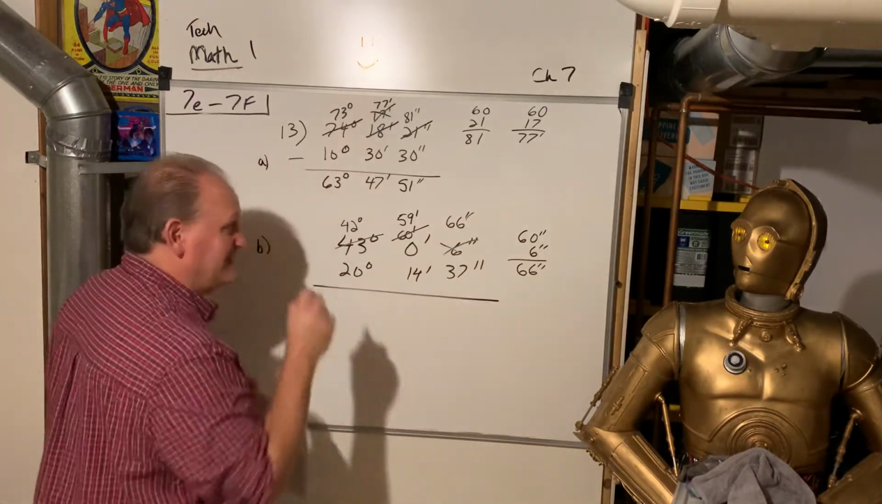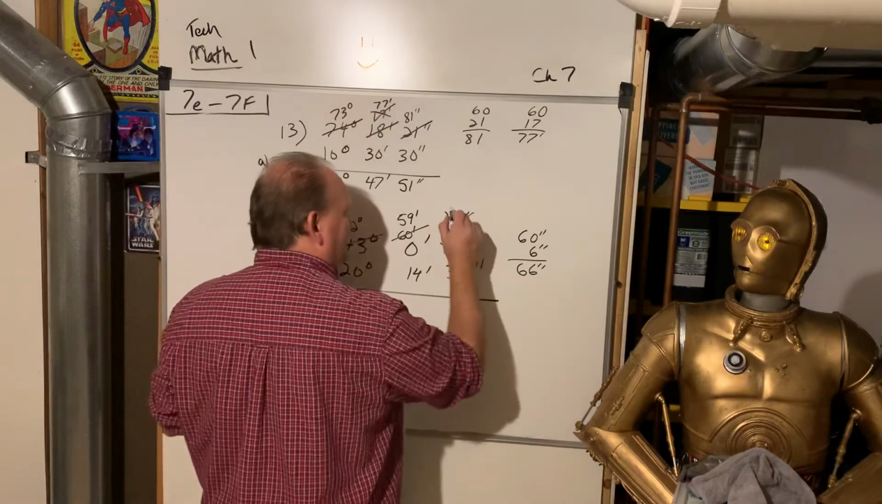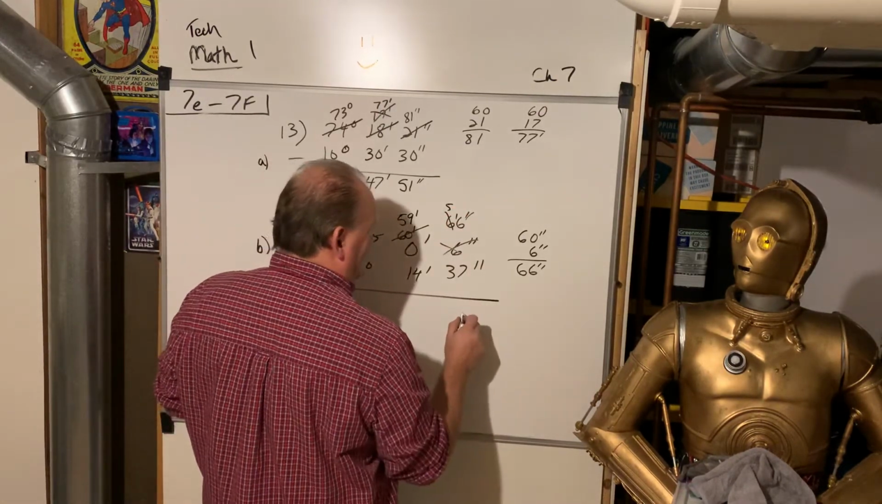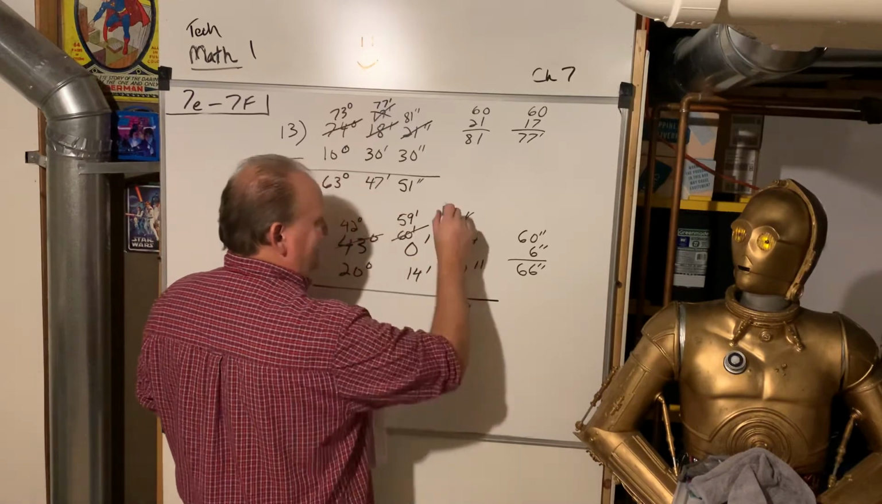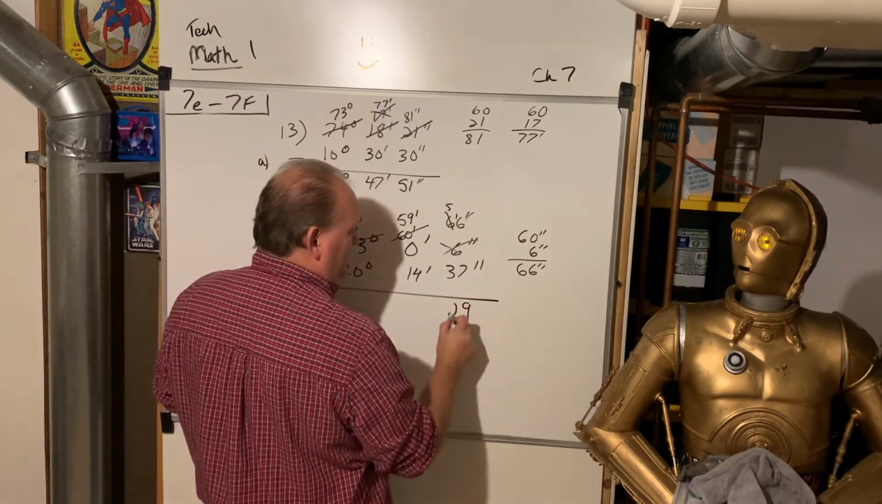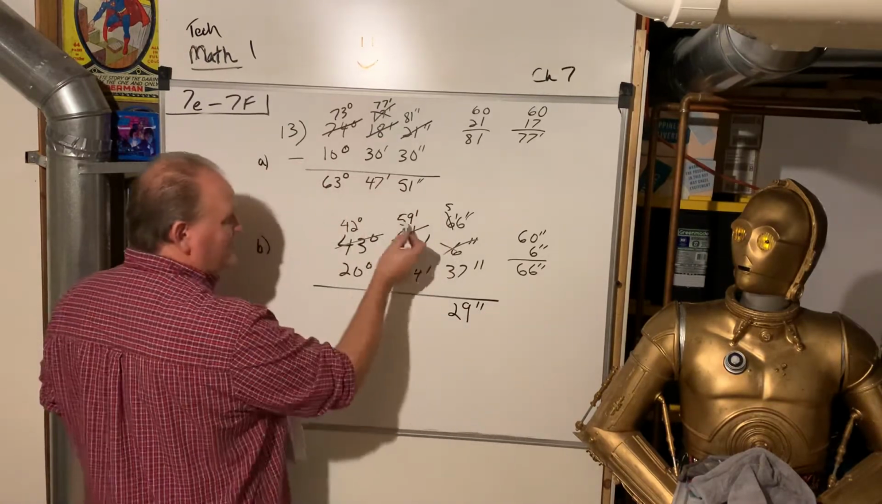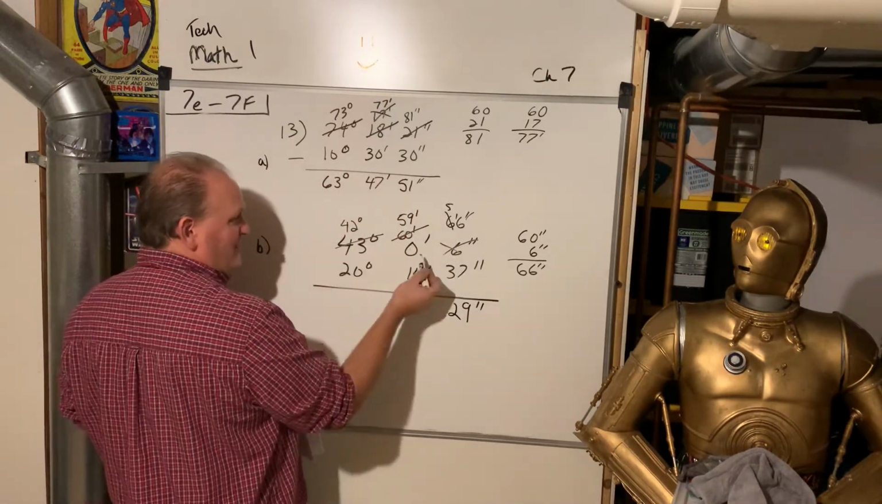And now we subtract 37. Geez, they really made this one tough. So 5, what is that? 8, 9, and 29 seconds. Now, at least we don't have to borrow for this one because we already borrowed already.